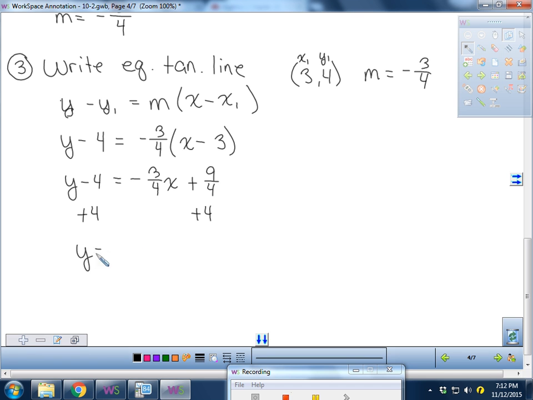That gives you y equals negative 3/4 x plus 25/4. Again, your calculator will add those two together for you. And that is the equation of the line that is tangent to that circle at that point. A little kind of confusing, but doable. Okay?